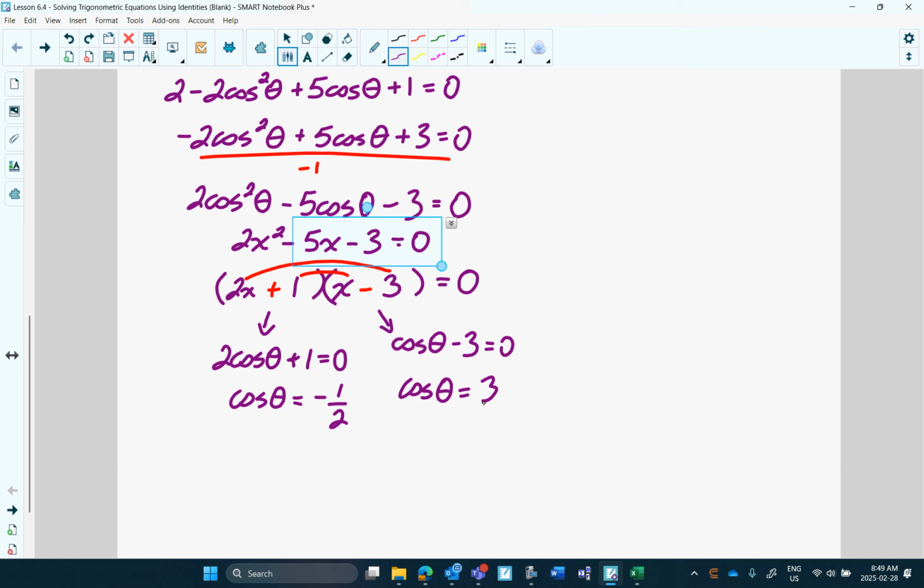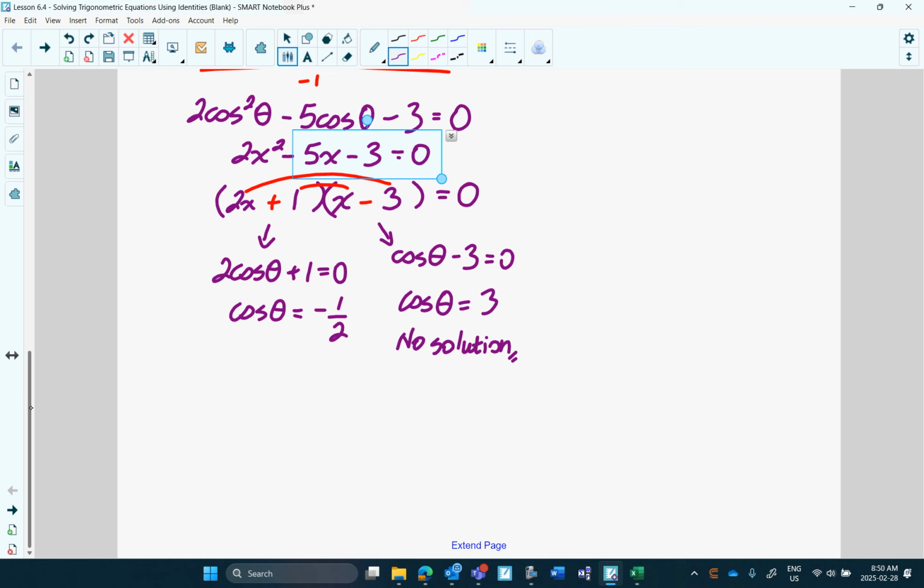Anybody see anything with this one? Remember, cos theta and sine theta can never be higher than 1 or lower than negative 1. No solution. You can go ahead and try it, do the quadrants thing, and then find the reference angle by doing cos inverse 3, you'll get an error. Okay?